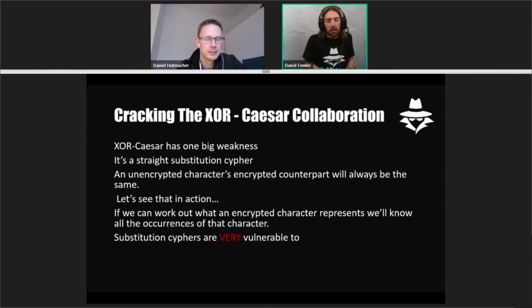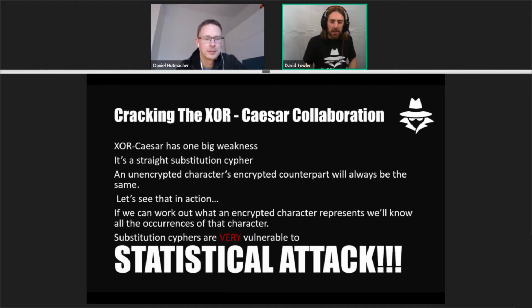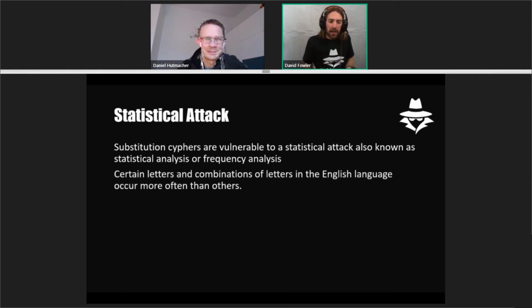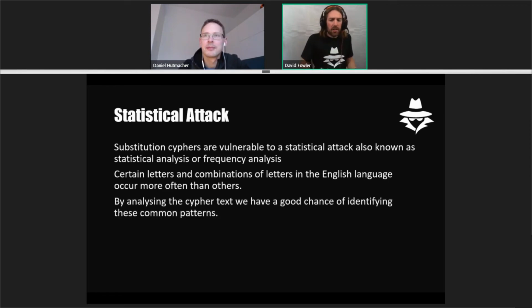Substitution ciphers are very, very vulnerable to what is known as statistical attacks. Statistical attacks, also known as statistical analysis or frequency analysis, work on the fact that certain letters and combinations of letters in the English language occur more often than others. So by analysing the ciphertext, we've got a pretty good chance of being able to identify these common patterns.